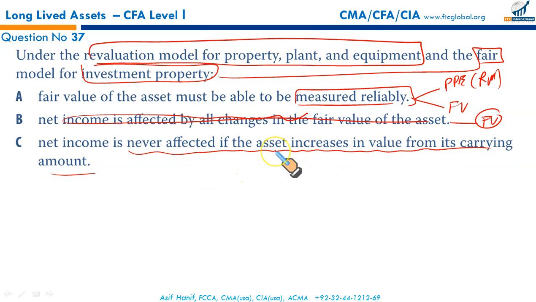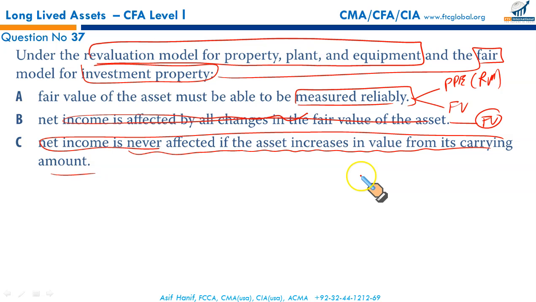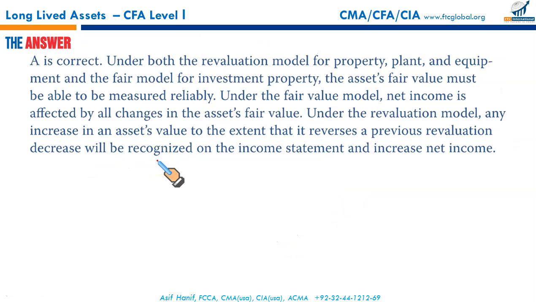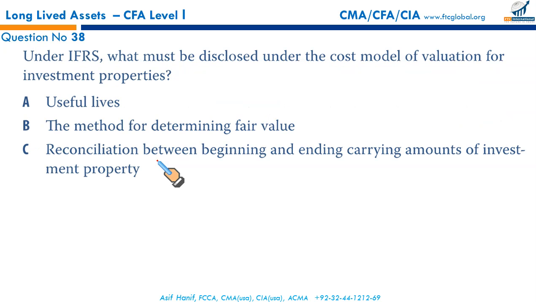It does. We discussed it in the PPE schedule that it can affect your income if previously you wrote off a revaluation loss, but this time now the asset has gone up in revaluation, so the prior year loss might be reversed in the net income. So net income can be affected. So this is wrong too. So the correct option only is A, that is good for both fair value as well as the revaluation model.